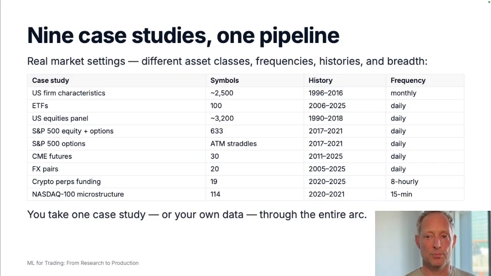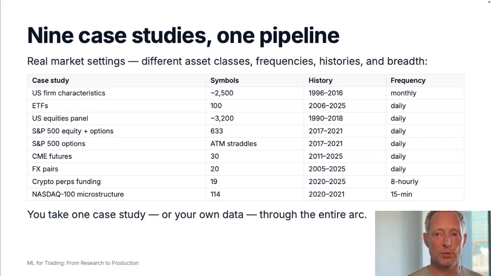At the heart of the course and the book are 9 case studies. In the book, we take these case studies through an initial version of the full pipeline. In the course, the goal is for you to take at least one of them further. These case studies cover real market settings across different asset classes. We work with US equities and ETFs, US equity options, futures, FX, and crypto futures.